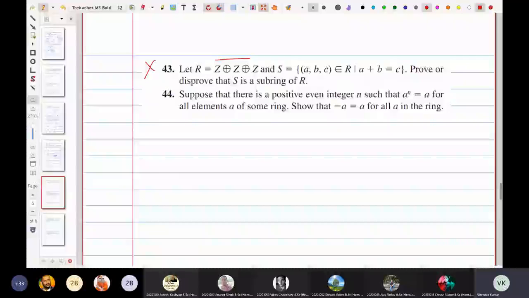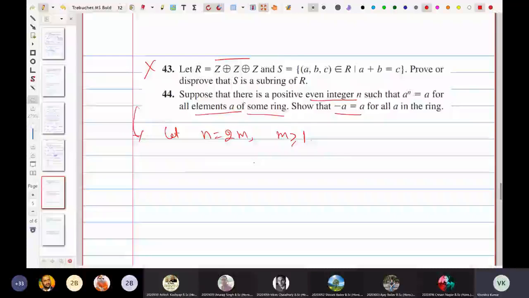Question number 44, we can try it. It says that a squared equals a to the power n equals a for all elements a of some ring. Then we need to prove that a equals negative a. Moreover, n is a positive integer, so we can let n equal 2m, and m is going to be greater than or equal to 1.